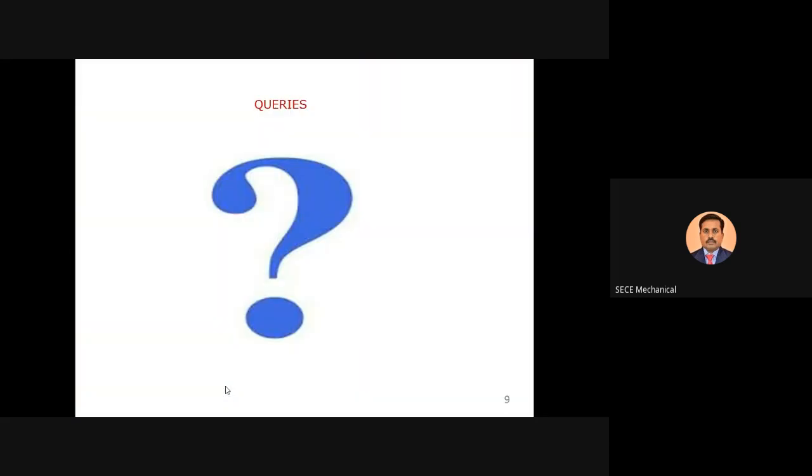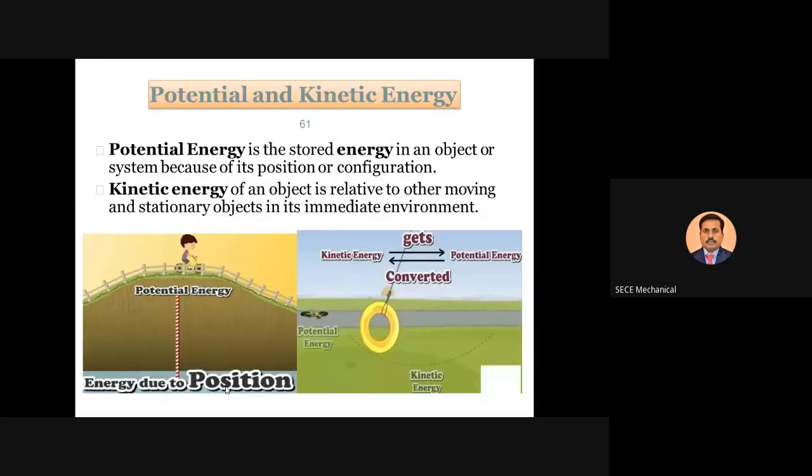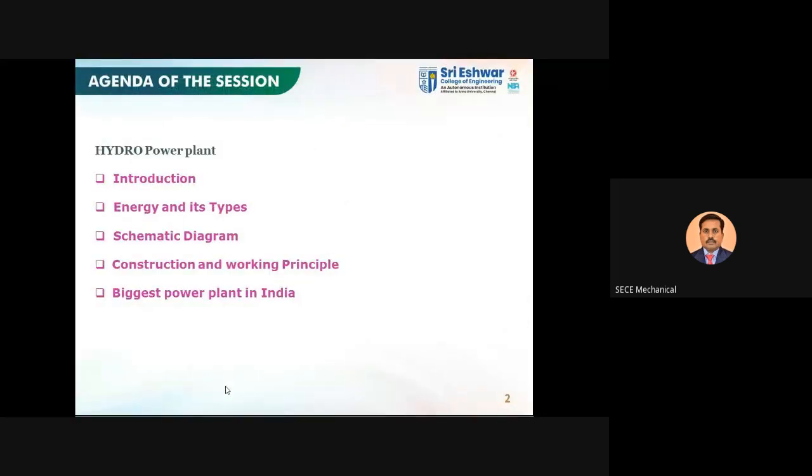If you have any questions, you can ask now. It's a very simple thing, hydroelectric power plant.